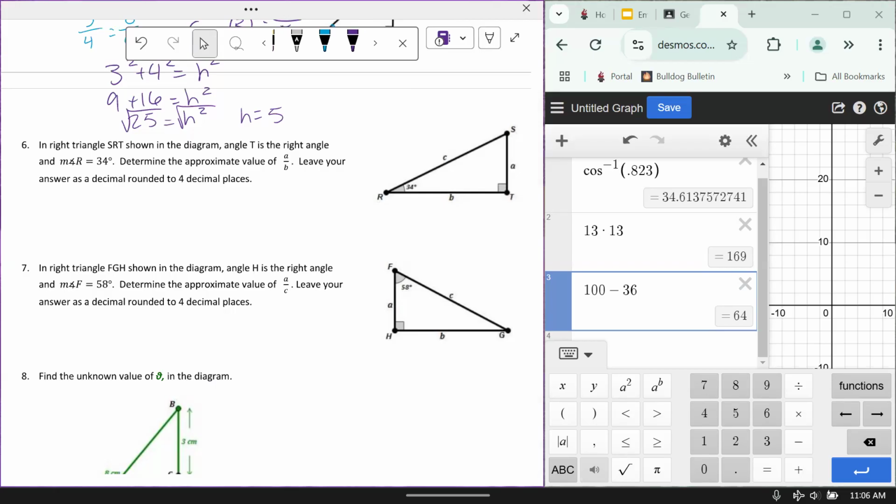In right triangle SRT shown in the diagram, angle T is the right angle. Okay, so here's our angle T, our right angle. It's already labeled for us. Angle R is 34 degrees. Determine the approximate value of A over B. Leave your answer as a decimal to the fourth place. Okay.